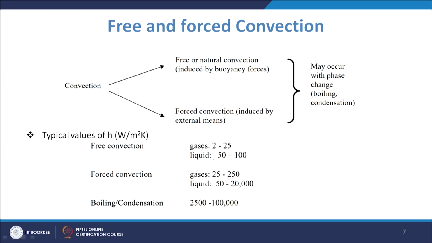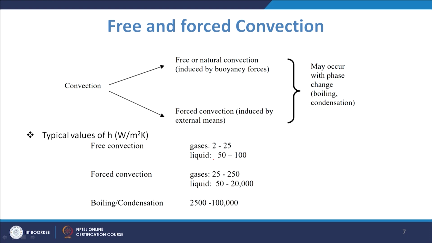Now, the value of h, the heat transfer coefficient, has units of watt per meter square Kelvin. In the case of free convection, for gases you get values of 2 to 25, and for liquids 50 to 100. Whereas with forced convection, the heat transfer coefficient is about 10 times that of free convection for gases, and for liquids it goes to about 200 times. That is how the heat transfer changes when forced convection takes place.